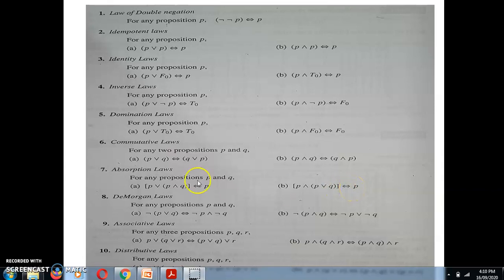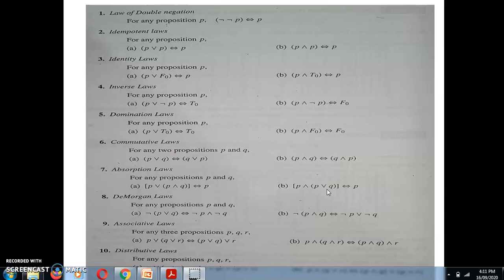Okay. Here you are performing an AND operation inside and an OR operation outside. But here you are performing an AND operation outside, and inside you are performing the OR operation between p and q, and it is the absorption law.